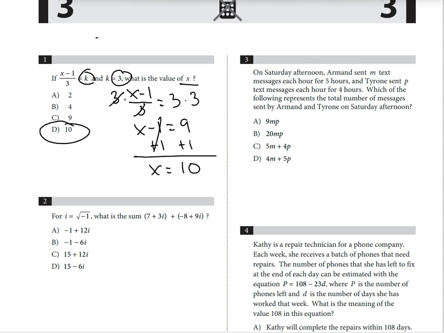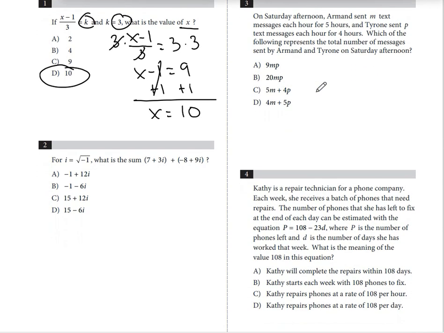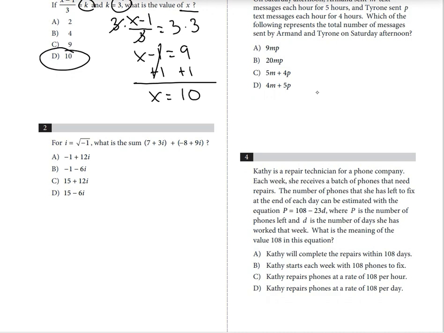Now keeping in mind we've got about a minute and 15 seconds per question, we've got to keep that in mind as we're going through and solving each problem. We don't want to spend too much time on each problem.